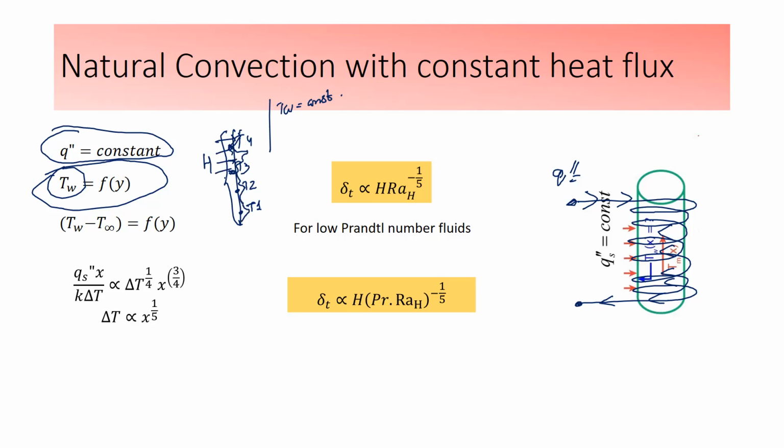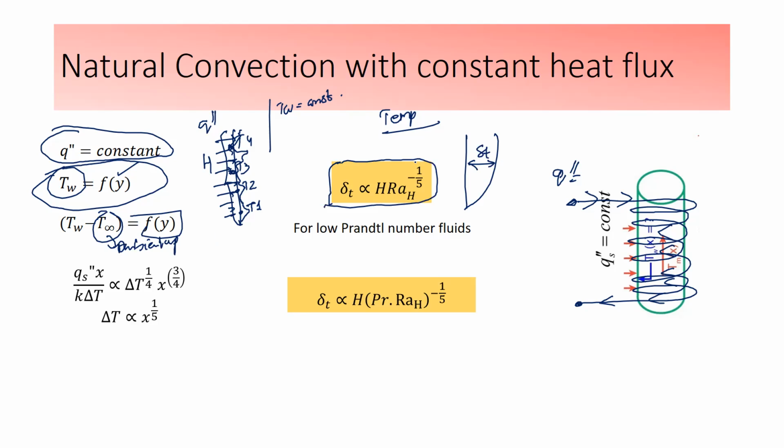But the heat flux is constant. To supply constant heat flux, the temperature is adjusted at several points. So the temperature is actually distributed around a surface, right? Temperature is a function of y, or we can write this also Tw minus T infinity, just adding a constant if the ambient temperature is constant. That is also a function of y. So unlike in the previous analysis, the thermal boundary layer thickness will be proportional to minus 1 by 5.